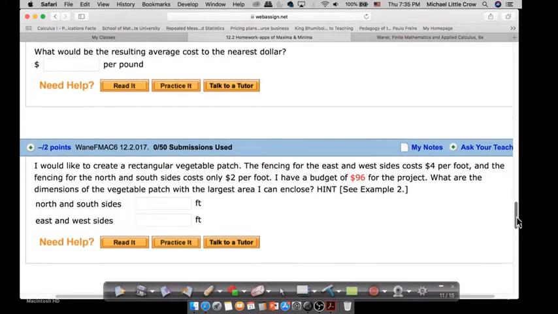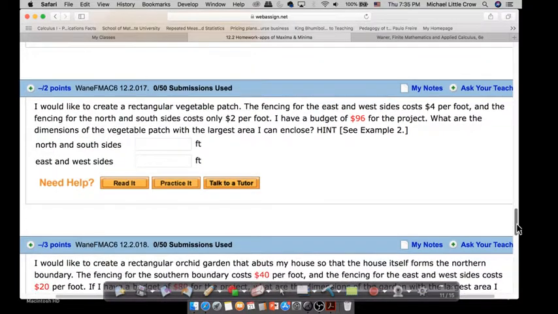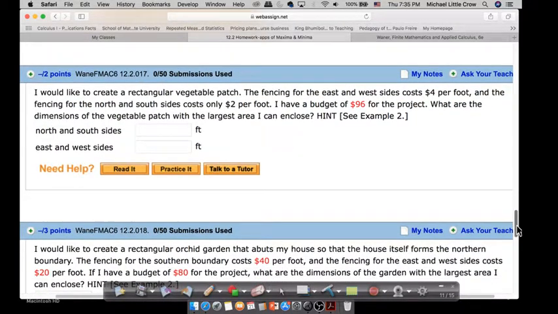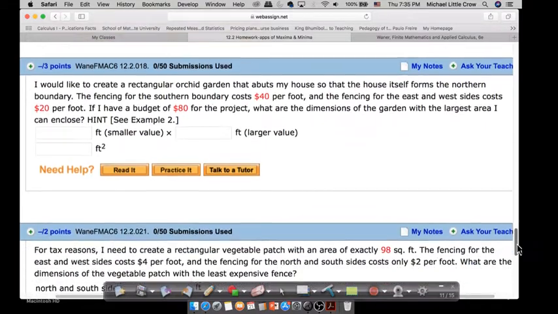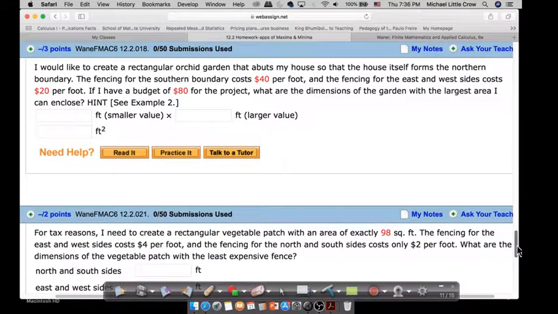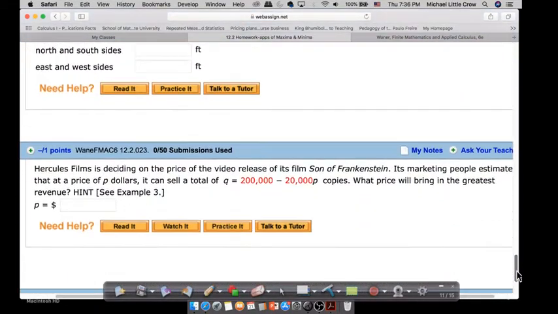I can tell we're almost there. There's this one with a big word problem, budgets. Here's another big word problem. So these are your applications. Three problems at the end, four problems at the end. I'm going to let you go ahead and take a look at those.